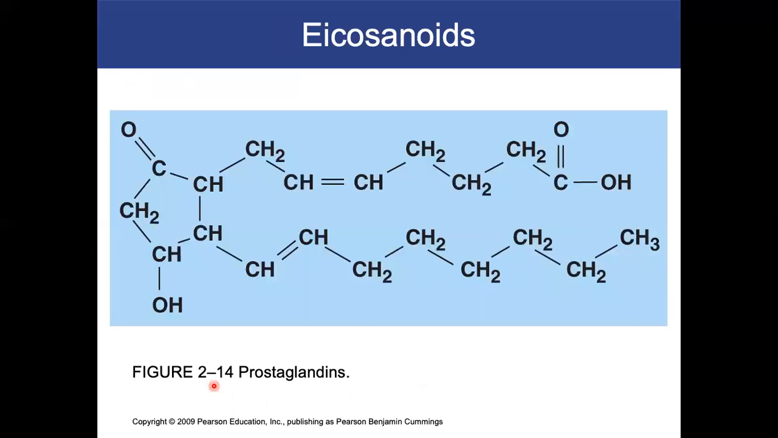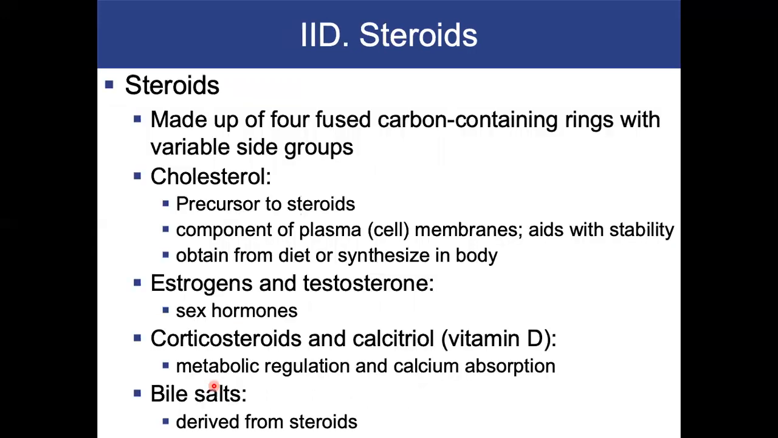Here's what eicosanoids look like, or there's a picture of a prostaglandin, just so you can appreciate how complex it is. All right, the next category is steroids. Steroids are made up of 4 fused carbon-containing rings with variable side groups. What does variable side groups mean? It has a side group that can be many different side groups or combinations. Cholesterol is actually a precursor to all steroids. So you have to have cholesterol in your diet to make steroids.